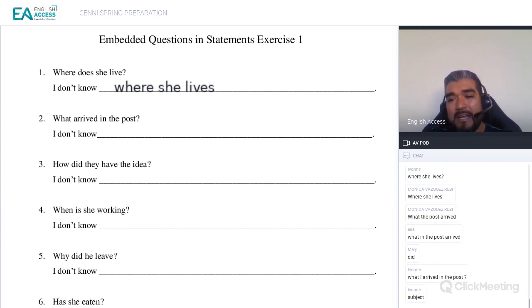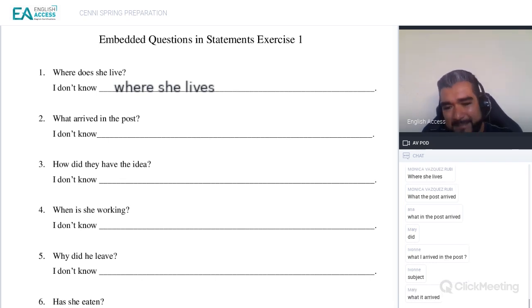The subject is not I, Yvonne, because I don't arrive in the post. What arrives in the post? It's an object, right? It's a thing, right? It's a letter or it's a package. So the subject is not I. What? It? Yes, the subject is it. The pronoun, the correct pronoun is it.